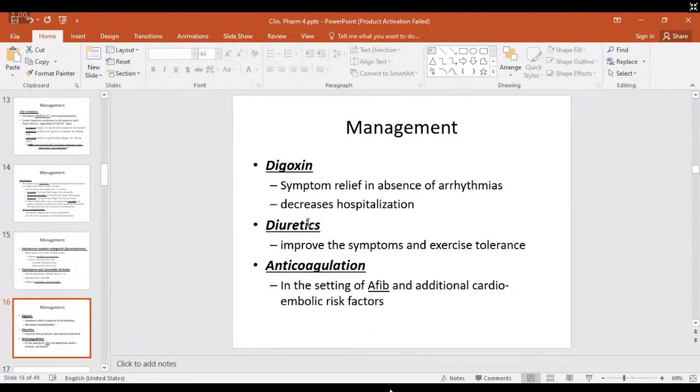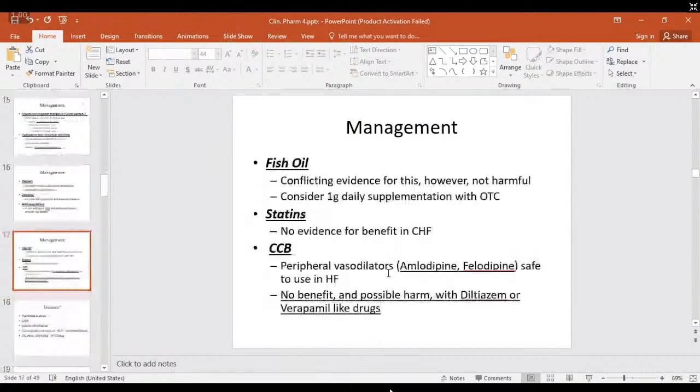Diuretics also improve symptoms and increase exercise tolerance, but again, they do not decrease mortality. Especially the loop diuretics, like furosemide, are a very important part of treatment in patients with heart failure, especially with reduced ejection fraction. Anticoagulation, unless the patient has atrial fibrillation, has no indication for use in heart failure patients.